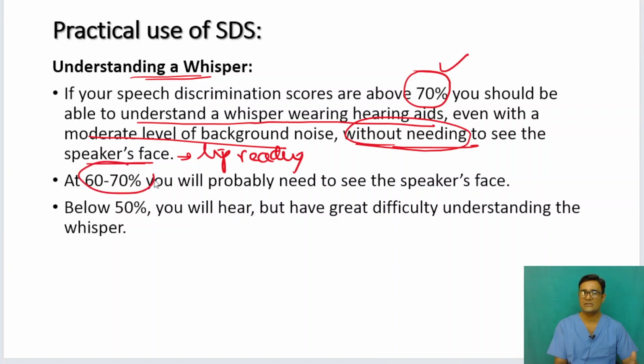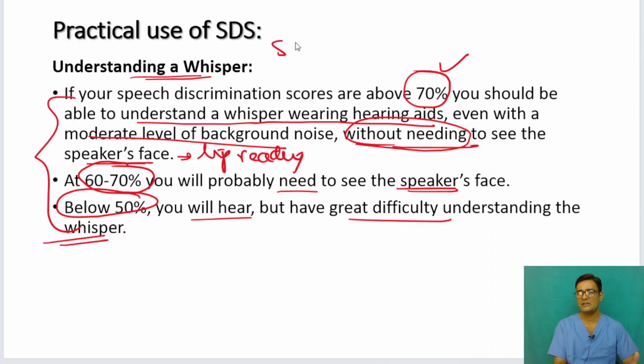Okay, when it becomes 60 to 70%, the patient will have to look at the speaker's face, and below 50%, he will have great difficulty understanding a whisper. So as the speech discrimination score falls, your ability to hear well, even with a hearing aid, comes down. That is the basic use of a speech discrimination score.